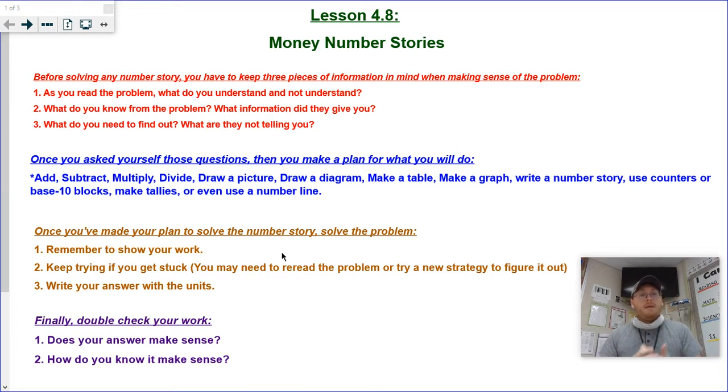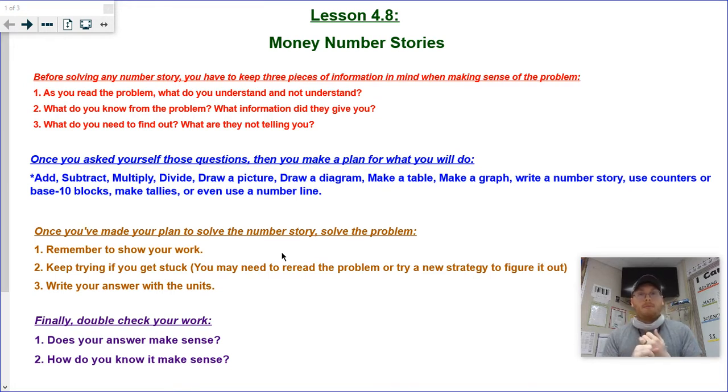Or you might need to try a new strategy to figure it out. So in this case, maybe you don't need to subtract. Maybe you need to divide instead. Or maybe writing a number story is okay in this problem, but maybe making tallies or using base 10 blocks would help me out better. Okay, so maybe trying a new strategy to see if that helps out. And then finally, you're going to double check your work.